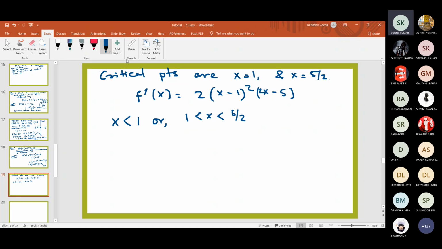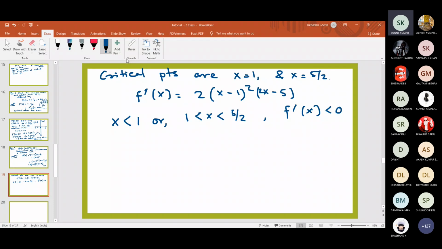What is happening? If your x is less than 1, that is half, then we can have the negative. If we have x more than 1, that is 2, that is 4, then it gives you negative. But between 2 and 5 by 2, it will also give you the negative. So between these two intervals, you are getting that f dash x is less than 0.